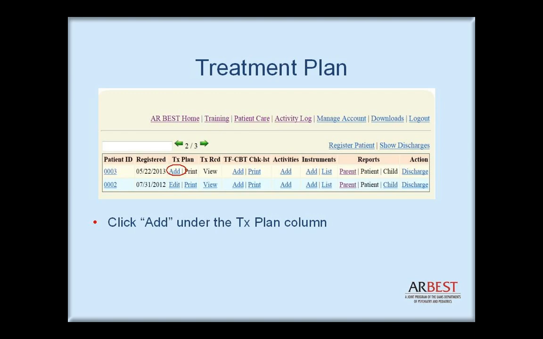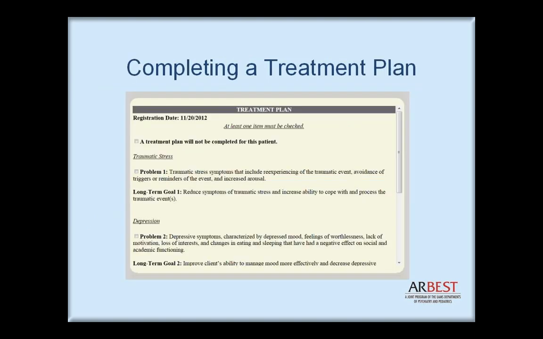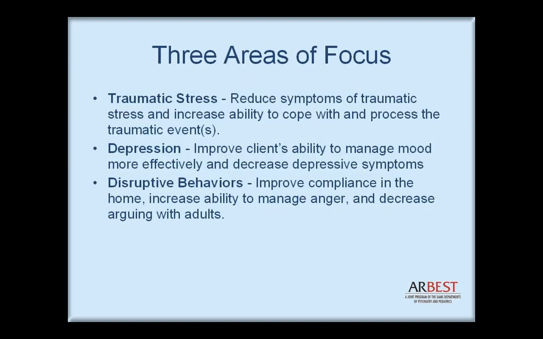And this is a screenshot that you'll see. These are all measurable goals and objectives. There are 3 areas of focus, the first being traumatic stress, the second depression, and the third disruptive behaviors. These were developed in-house, and if you have medicated patients and you need measurable goals and objectives, feel free to borrow from us.